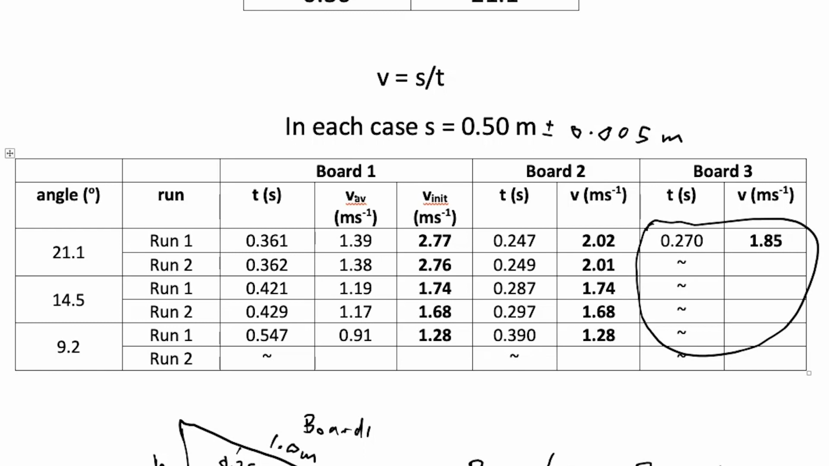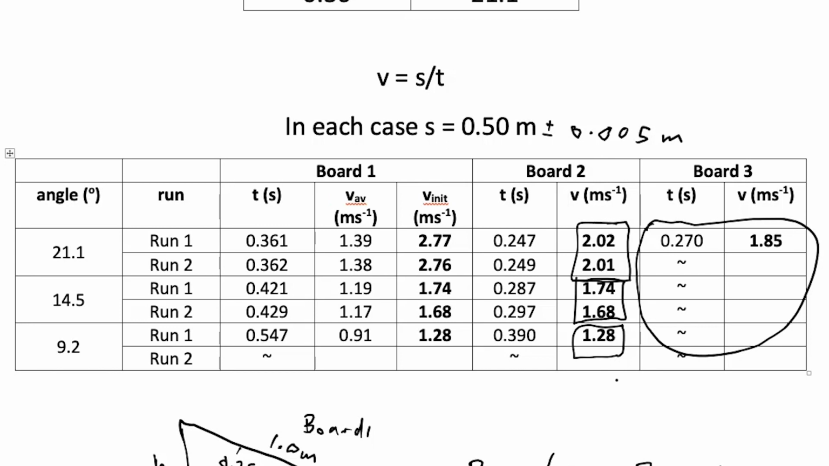And then I've turned that into the velocity, the average velocity for board 1. I'm going to talk more to that in a moment. I'm going to talk about what this column is in a moment. For board 2, the velocities are that. So essentially, it was around about 2 meters per second at 21 degrees. It was around about 1.72 meters per second if you average those at 14.5 degrees, and it was about 1.28 meters per second because we have nothing to average with it at 9.2 degrees.